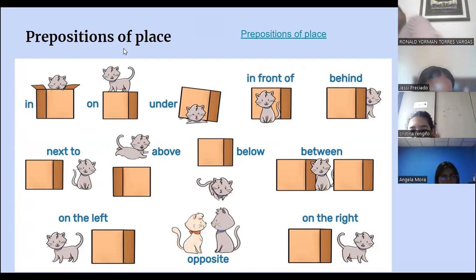Prepositions might be different kinds, but these are prepositions of place, okay? These will allow you to describe where objects are located. So you might have something inside, adentro de, in, that's why the cat is inside the box. It might be on, like this, on. It might be under, like the cat is under the box.